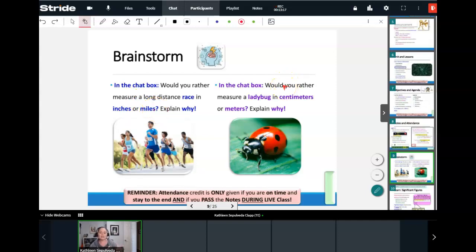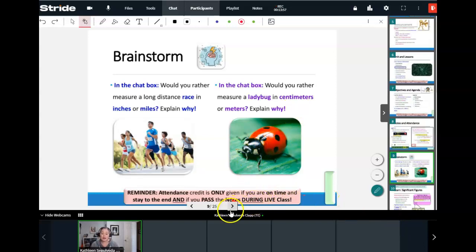Now, let's take a look at this ladybug. Would you rather measure this cute little ladybug in centimeters or meters? Why? Alexa says centimeters. Yeah, exactly. I would definitely measure it in centimeters because the ladybug's not big enough for meters. A meter stick is roughly about 3 feet, so why would I measure a ladybug on a meter stick? It isn't big enough.